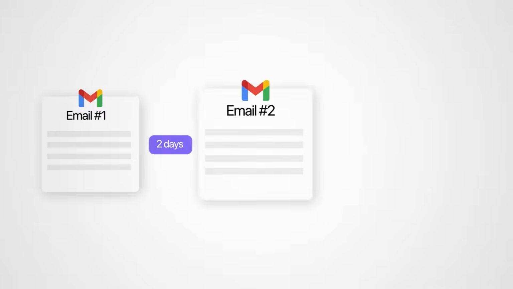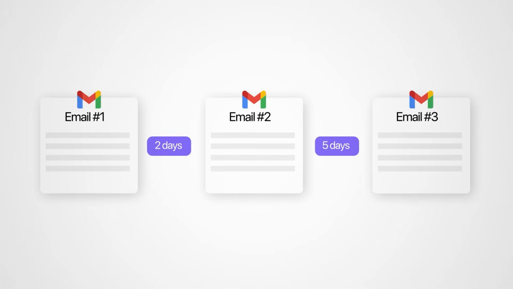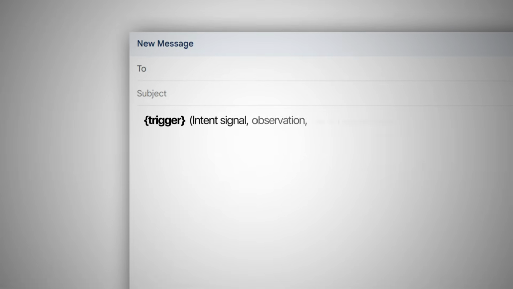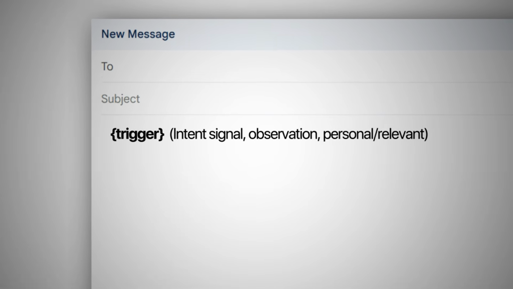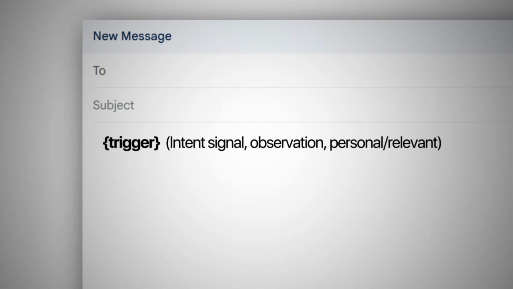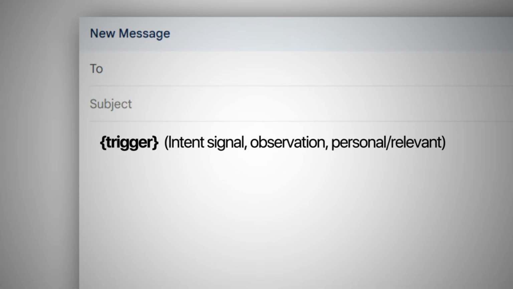Now, the sequence that I have Claude write typically involves 2 to 3 emails. I spread them out anywhere from 3 to 5 days between each other. And more than that, in each email, I follow the exact same structure. So we always start with a trigger, which is typically some sort of intent signal, observation, or anything personalized or relevant that we can say to this specific lead.